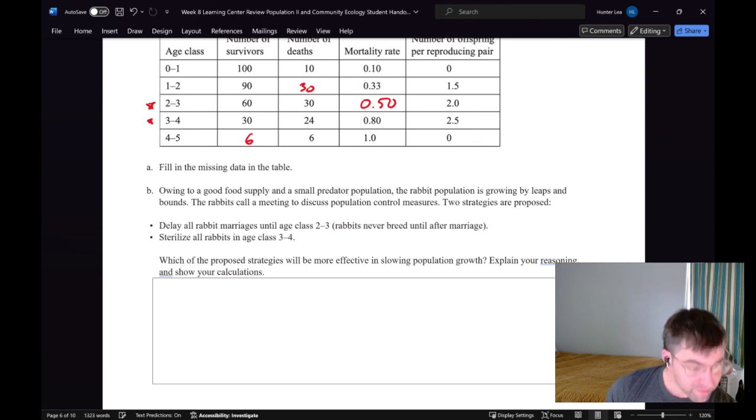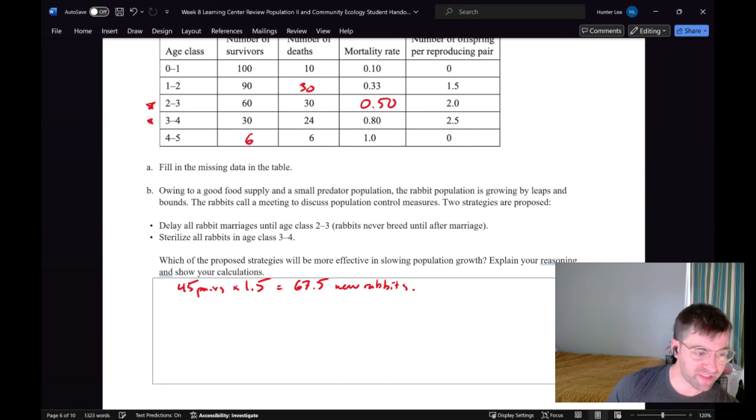So we have 90 rabbits or 45 pairs. 45 pairs have 1.5 offspring during that 1 to 2 year. That gives us 67.5 new rabbits. Okay, so that's option A. We would be removing that many.